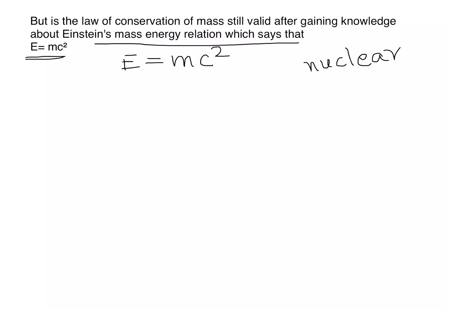Now, when we are talking about the destruction of a small amount of mass, for example, an atom, the amount of energy released is very, very small and negligible. But when we are talking about a nuclear reactor, then, since the amount of energy that is being released by the destruction of mass cannot be ignored, we modify the law of conservation of mass in the modern context.